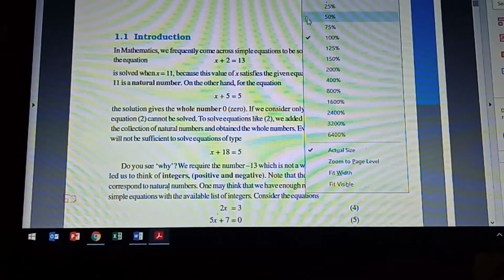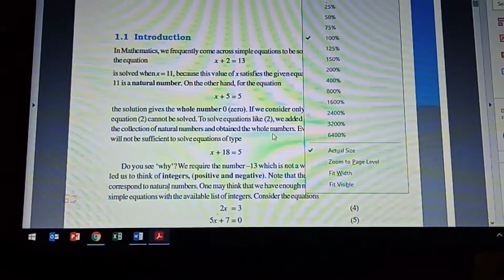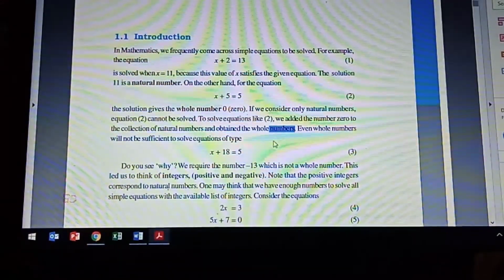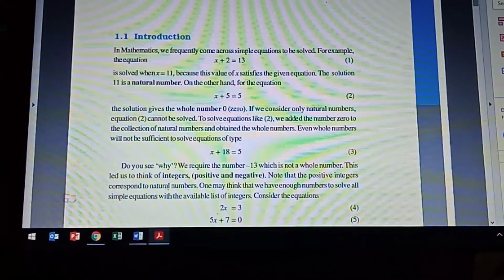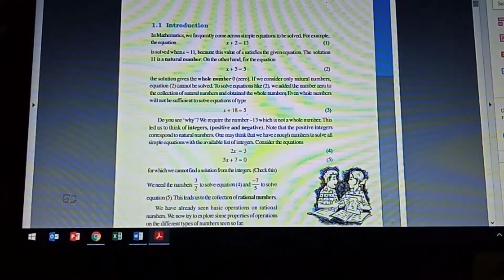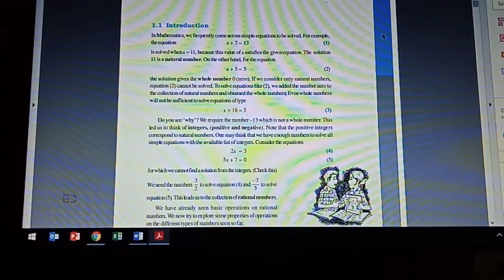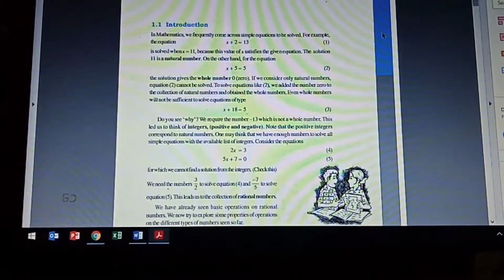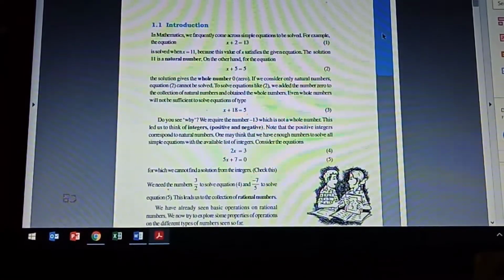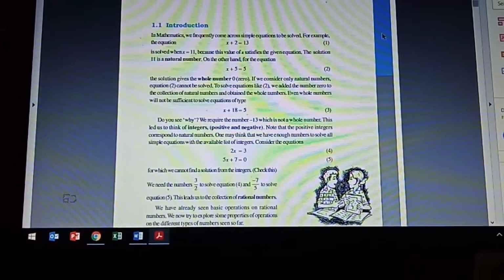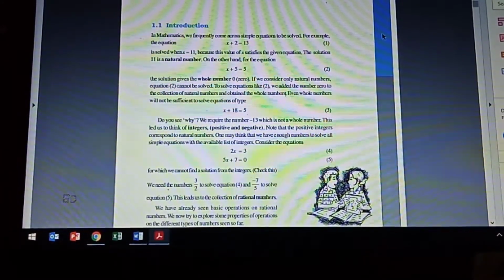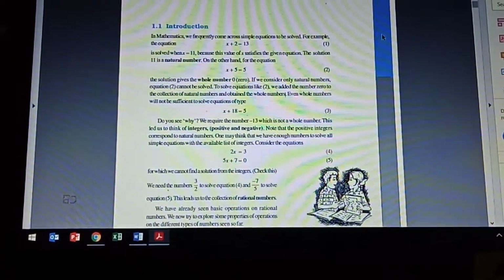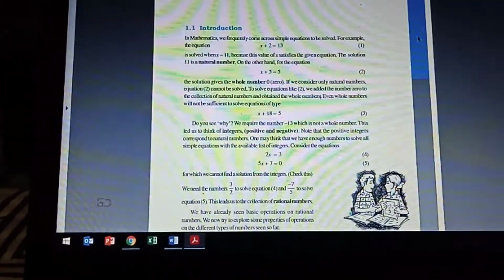And equation 4, just a minute. Equation 4 says 2x equal to 3. Consider equation 4, 2x equal to 3, and equation 5, 5x plus 7 equal to 0, for which you cannot find the solution from the integers.